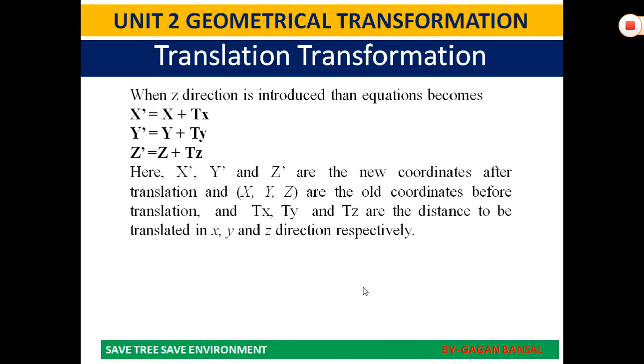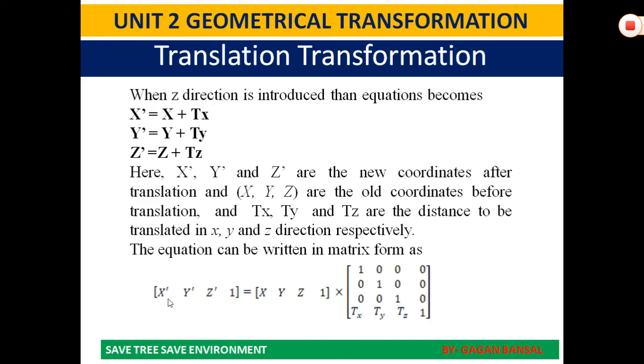So if you want to make the matrix, x dash y dash z dash 1 will be equal to x y z 1 into the translation matrix, that is 1 0 0 0, 0 1 0 0, 0 0 1 0, tx ty tz 1. So this 4 by 4 matrix will give you the translation transformation matrix having 3 mutually perpendicular coordinates in 3 mutually perpendicular directions, that is, when it is in 3 dimensions. Hope it is very clear.